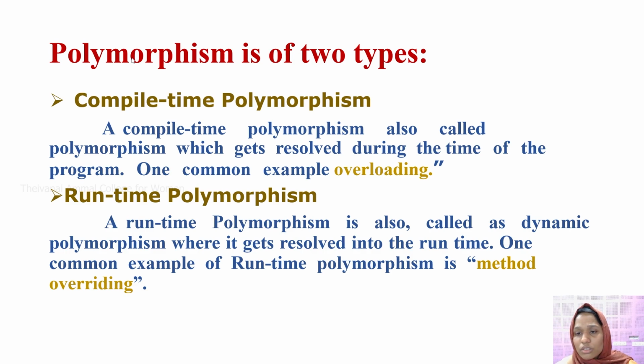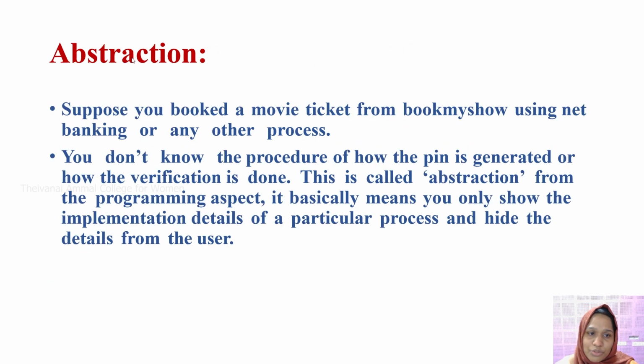We move towards the next slide, abstraction. Suppose you booked a movie ticket from BookMyShow using net banking or any other process. You do not know the procedure of how the PIN is generated or how the verification is done. This is called abstraction. From the programming aspect, it basically means you only show the implementation details of a particular process and hide the details from the user. This is called abstraction. Okay, these are the concepts in object oriented programming.